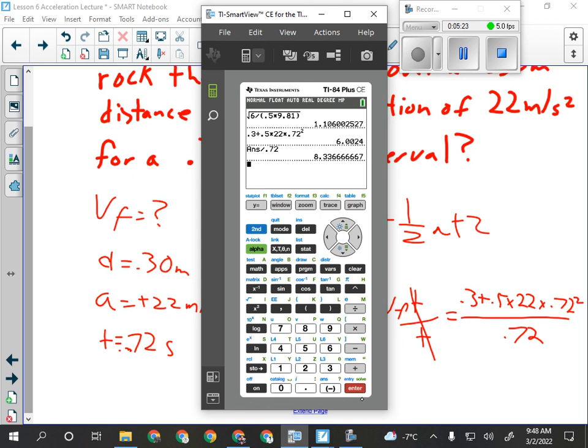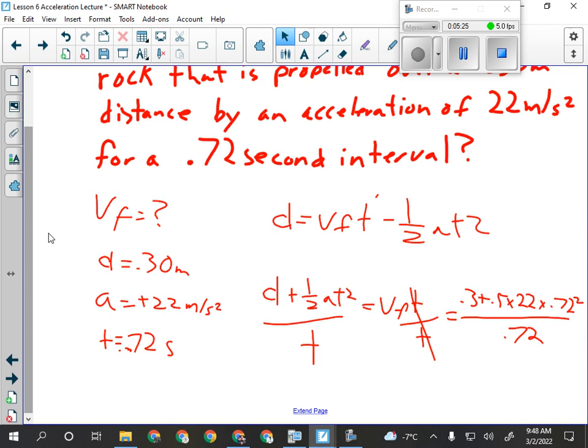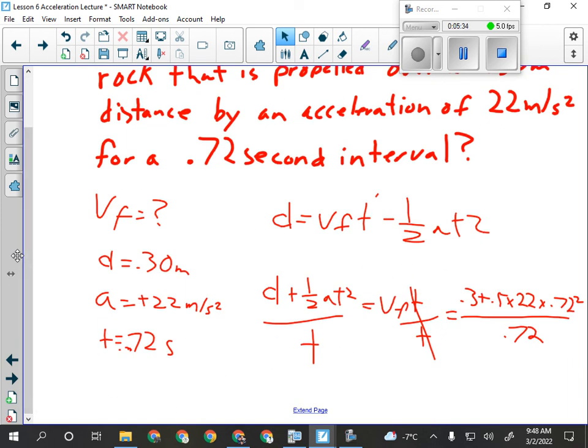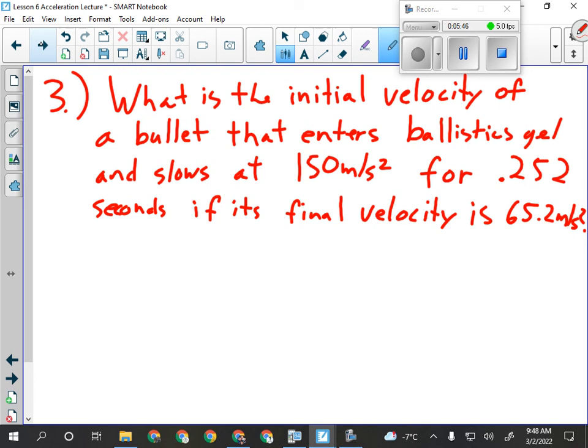Okay, 8.3 meters per second, and that would be positive, I guess, although they said final velocity, right? Yeah, so it would be positive 8.3. Okay, everybody all right with that one? Okay, try that one.